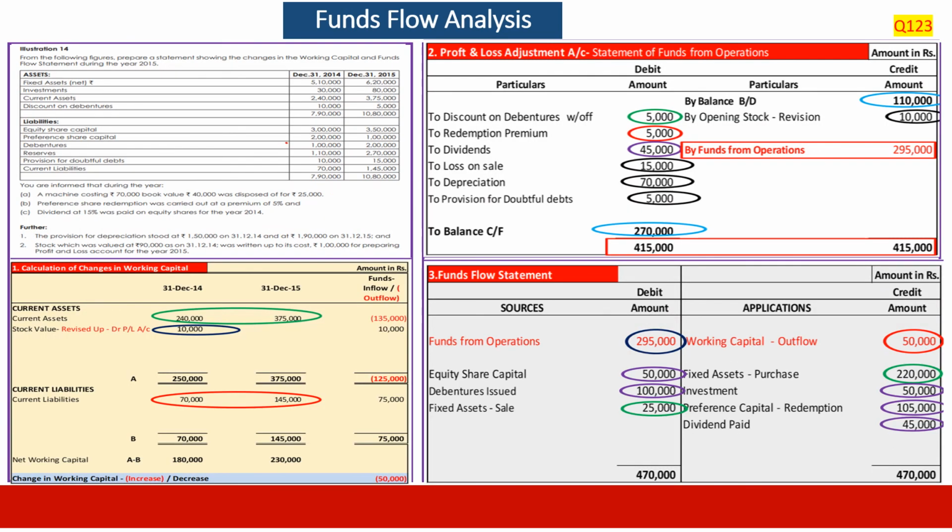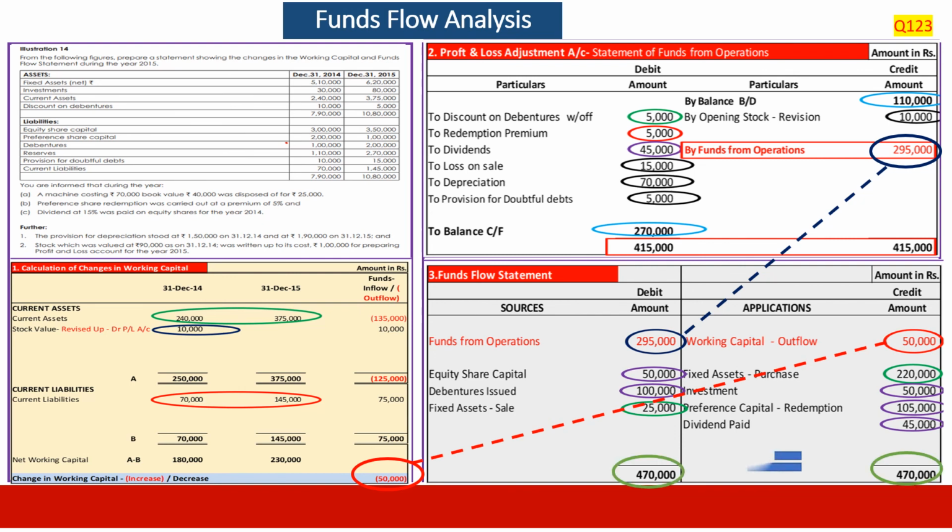Just to put the whole exercise in perspective, we started with the illustration 14, and the main focus was stock changes. We prepared working capital statements, profit and loss account statement, and we posted from working capital the application of 50,000. From profit and loss account, we posted the amount of 2,95,000 funds from operations, and we have the funds flow which sources and applications equaled professionally, and that is the solution with proper understanding of all norms.